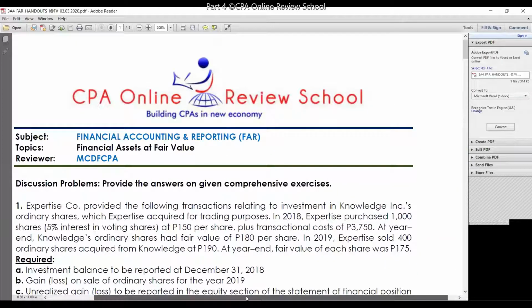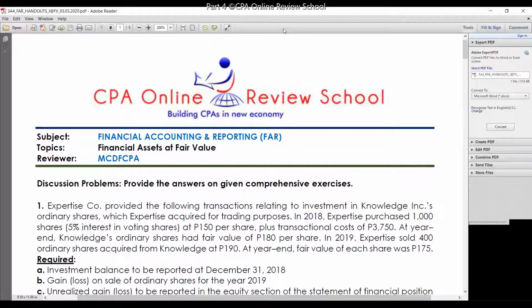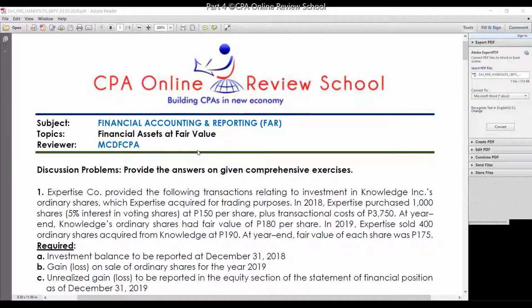As I mentioned, you will deal with discussions of the problem itself. Okay. So, number 1, pure problems muna tayo. Company provided the following transactions. They bought in 2018, 1,000 shares at 150 pesos per share plus transaction cost of 3,750. At year-end, the fair value is 180. In 2019, they sold 400 of the shares at 190. Then at year-end of that year, the fair value is 175.